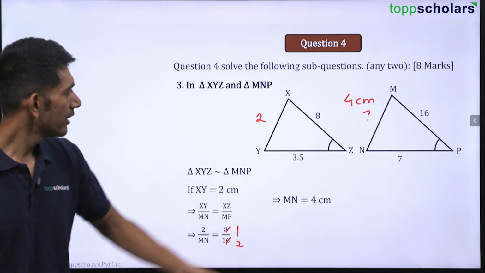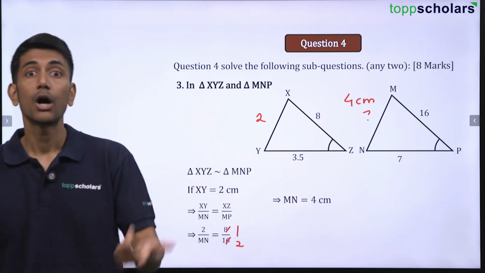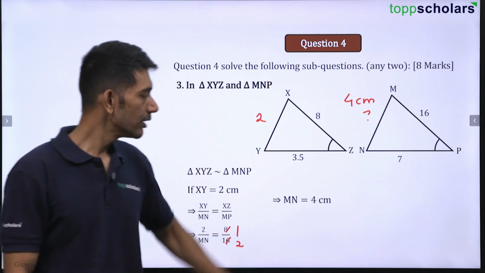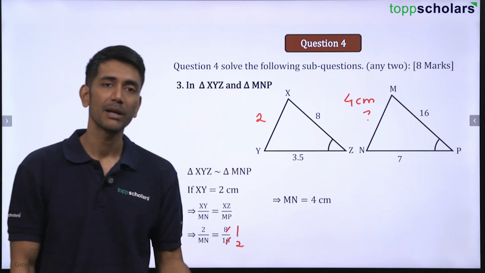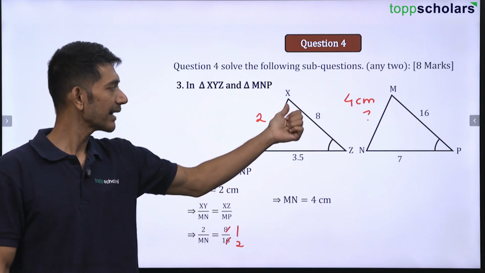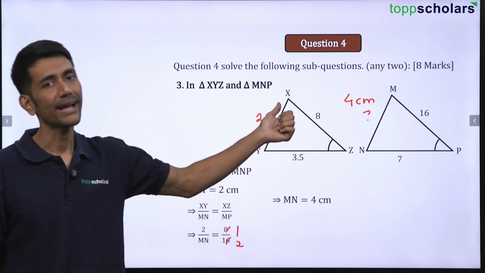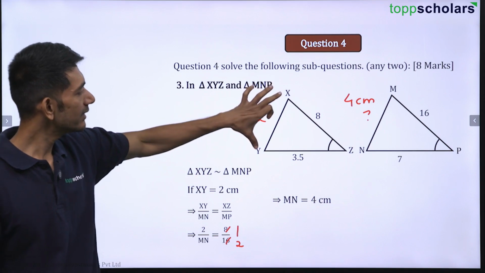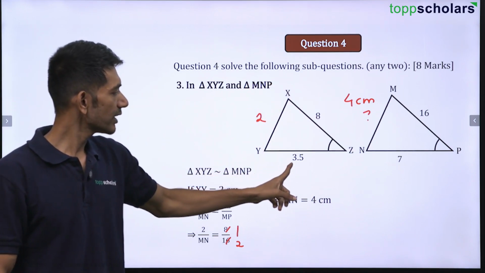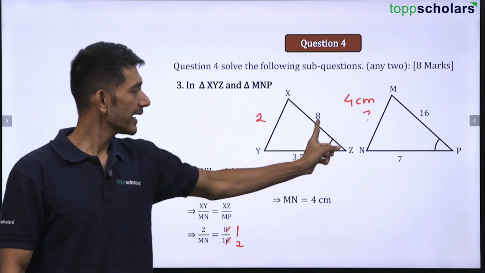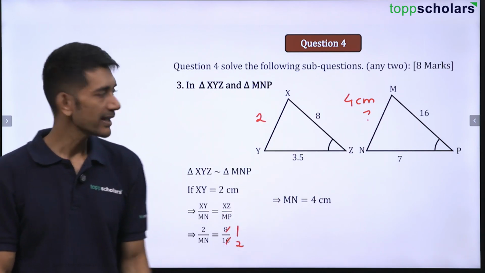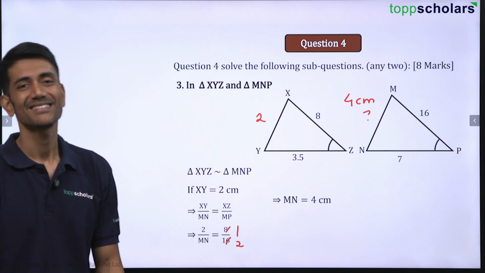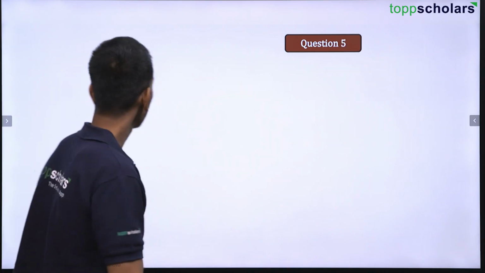Similarity of triangles. We proved the 2 triangles similar. How did we do that? 2 angles are equal, 2 sides are in proportion, so the 2 triangles are similar by the side angle side test of similarity. Therefore, angle M is equal to angle X. Angle M is 55, so angle X is also 55. Then we took the ratio. If 3.5's double is 7, 8's double is 16, then 2's double will be 4. So 4 is the answer for MN. Easy. Alright, let's continue further.